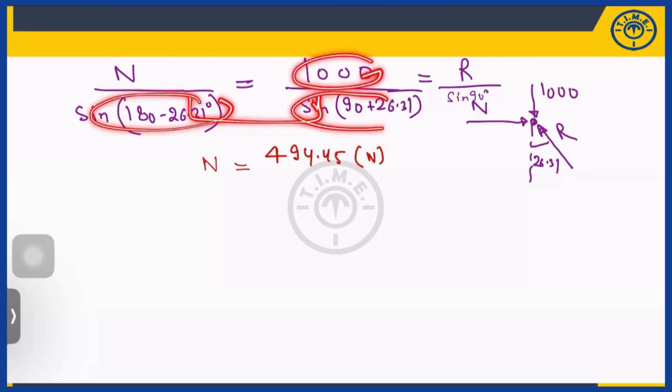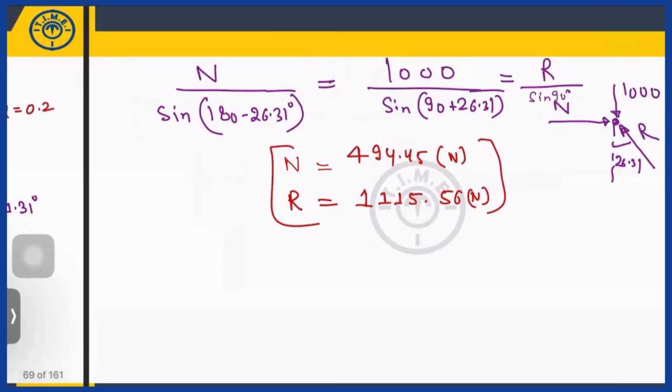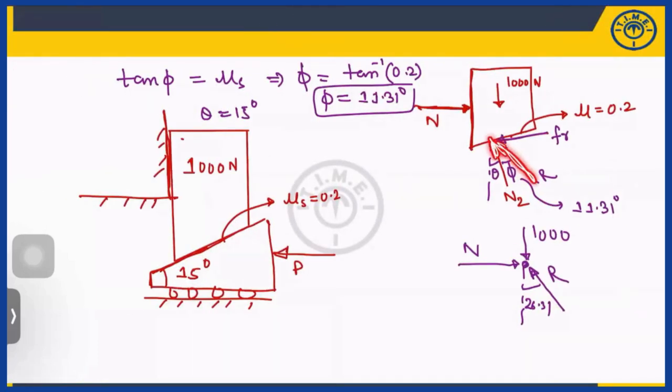Sine 180, this you can calculate. This you can calculate, and the value you will get is 494. Similarly, the R value is 1000 divided by this, because sine 90 is 1. So once you solve, you are getting R as 1115.56 Newton. The R value you got is the normal reaction as well.